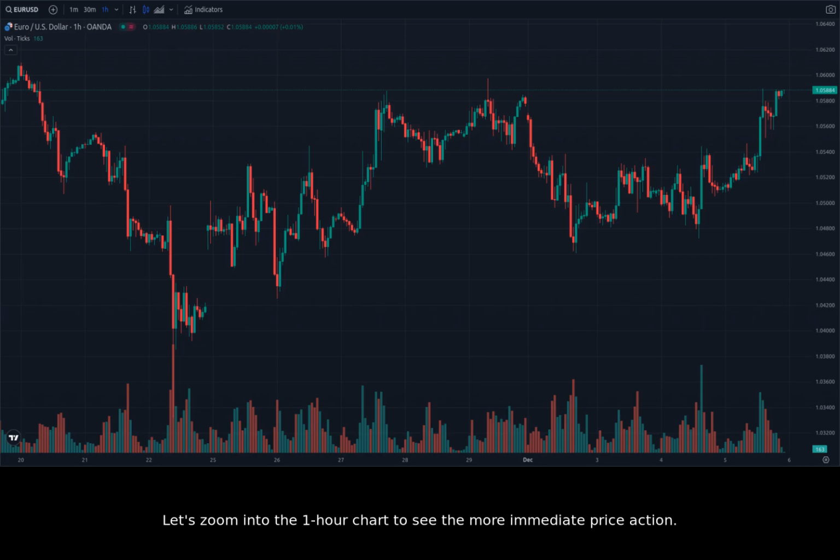Let's zoom into the 1-hour chart to see the more immediate price action. Here we can analyze short-term trends and potential reversal patterns within this range. The 1-hour chart provides a more detailed view of recent price fluctuations and smaller timeframe trends. For a more granular look at potential reversals or breakouts, let's view the 15-minute time frame.